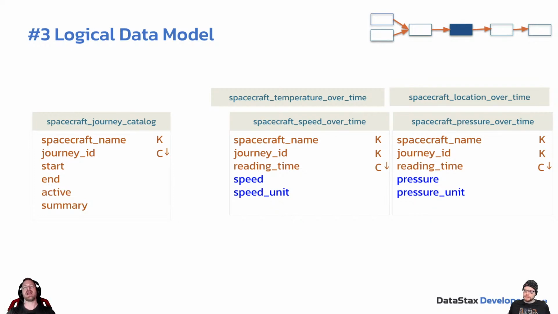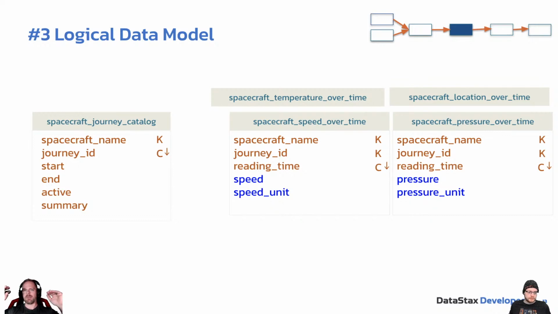If you take a look at the right-hand side, and we'll go with spacecraft speed over time, it's the same, by the way. These are all the same. All the metrics, the sensor metrics are pretty much the same, except for the data they store. We're doing the same thing, right? We want to say, well, what fields do I need to include in my primary key to give a unique row? Now, look at this. Spacecraft name is a K, so it's a partition key. Journey ID is also a K, so we're saying we're partitioning by spacecraft name and journey ID.